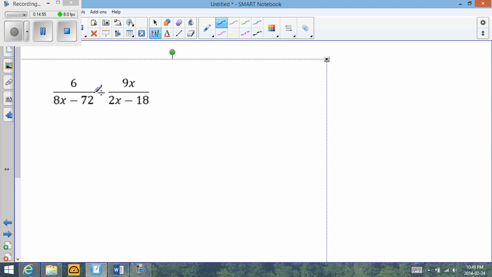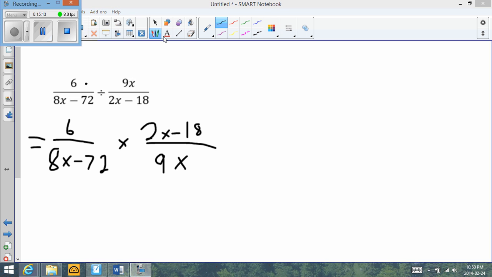Okay. Multiplying, so we'll do this real fast. We have to flip the second fraction and change it to multiplying. It starts off dividing, so dividing by a fraction is the same as multiplying by the reciprocal. So rewrite it as multiplying by the reciprocal. Okay, first fraction, first rational expression.